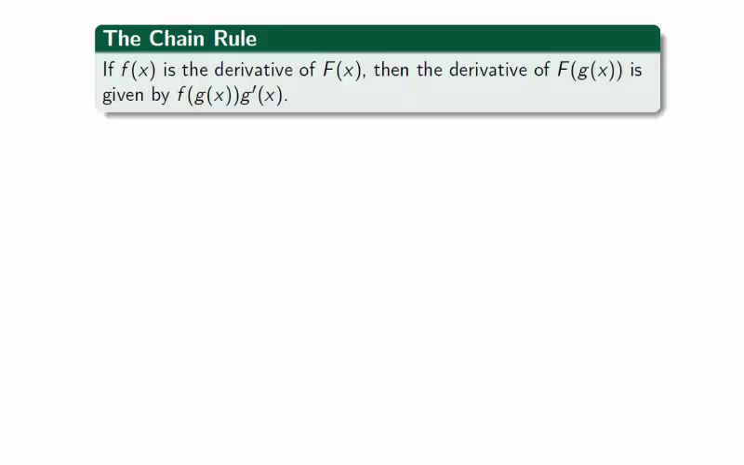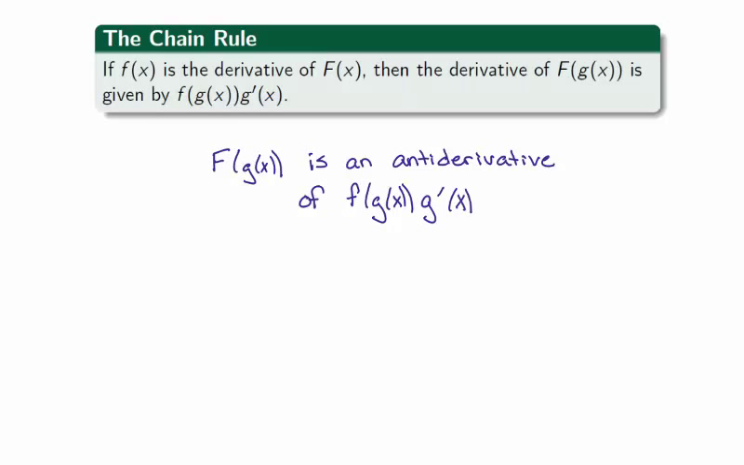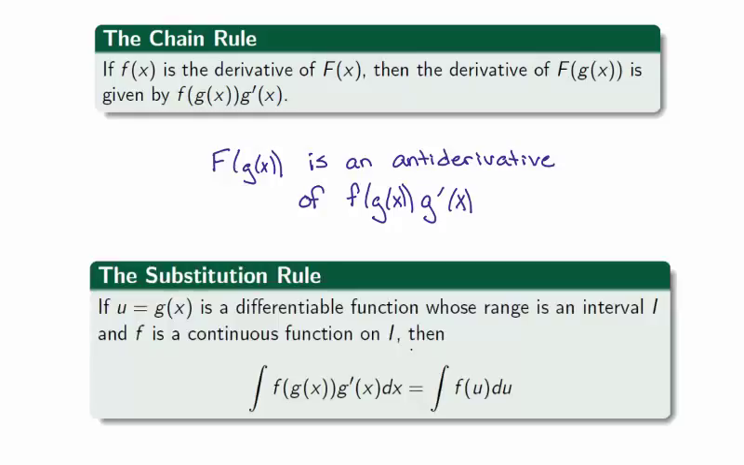If little f of x is the derivative of big F of x, the chain rule says that the derivative of big F of g of x is little f of g of x times g prime of x. This means that big F of g of x is an antiderivative of little f of g of x times g prime of x. This observation is the basis for the substitution rule, which amounts to applying the chain rule in reverse.